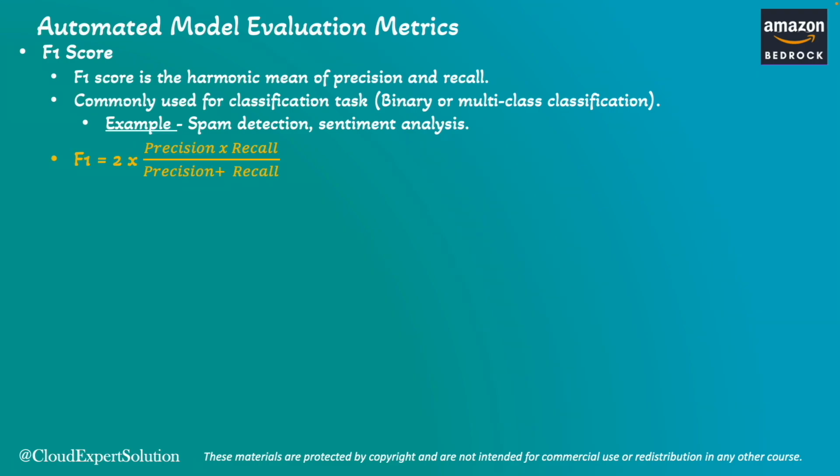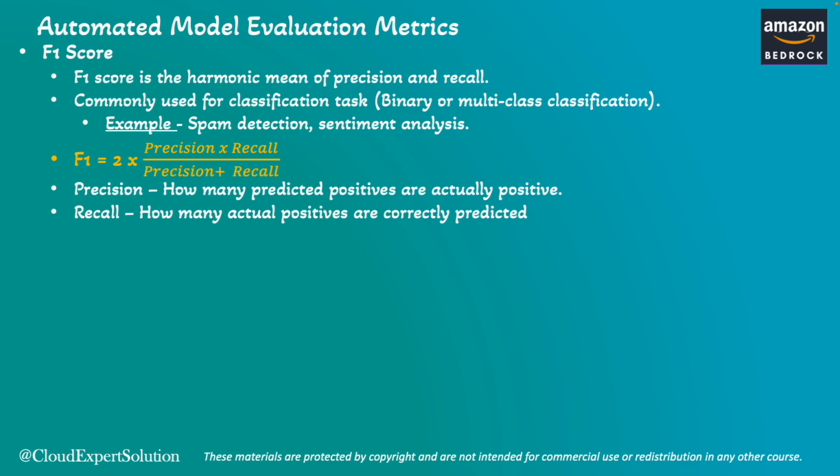And here is the formula to calculate the F1 score. Again, you do not have to remember this formula. Precision is how many predicted positives are actually positive, and recall defines how many actual positives are correctly predicted. So once you have identified the precision and recall, you can use the F1 formula to calculate the F1 score for that particular binary or multi-class classification model.